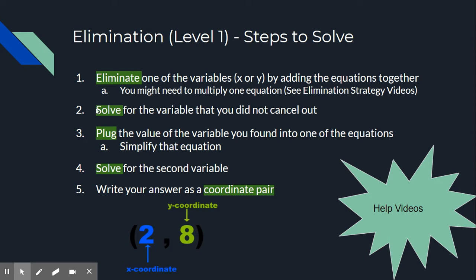Second, you're going to solve for the variable that you did not cancel out. You're going to have one variable left, which will allow you to solve for it. Once you have the value of that variable, you're going to plug it into one of the equations and simplify that equation. And that's going to allow you to solve for the second variable. Once you have the values of both variables, you can write your solution as a coordinate pair.